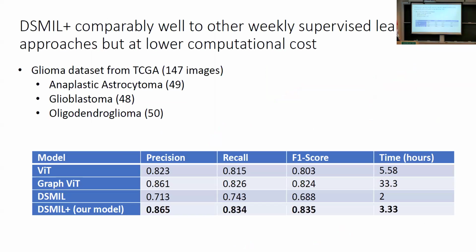So what we found by applying this to a dataset from glioma patients: we have 150 images from TCGA, a publicly available dataset. We have different diagnoses, 50 patients for each type of tumor. Then we tested these different approaches, including our model, DSMIL Plus, and we find that many of them perform very well. Our approach seemed to compare a little bit better, but it also has a much lower computational cost. So this is a good way for us to test on larger datasets.